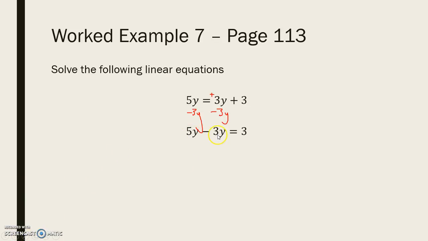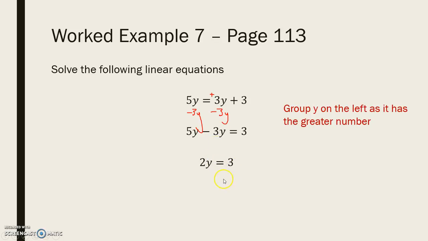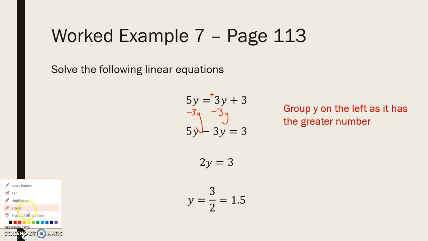So we do that, 5y take 3y equals 3. We have 2y equals 3. So now it's a simple equation that we can solve. It's a single step from here. So we undo the 2 by dividing both sides by 2. So y equals 3 divided by 2, which equals 1.5.